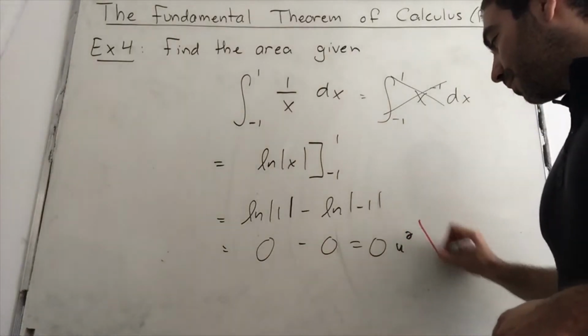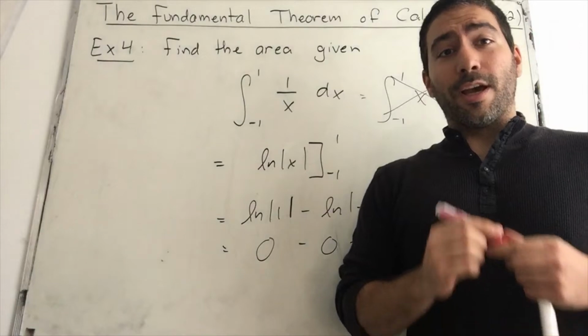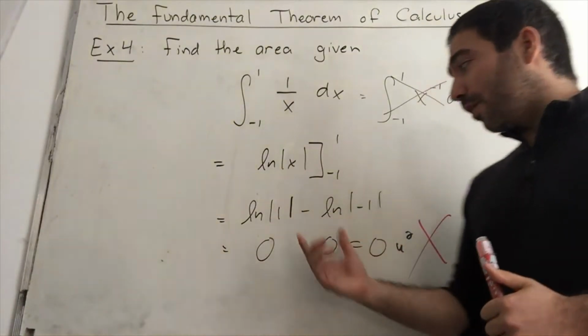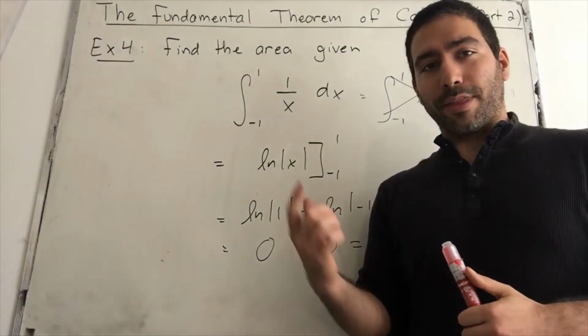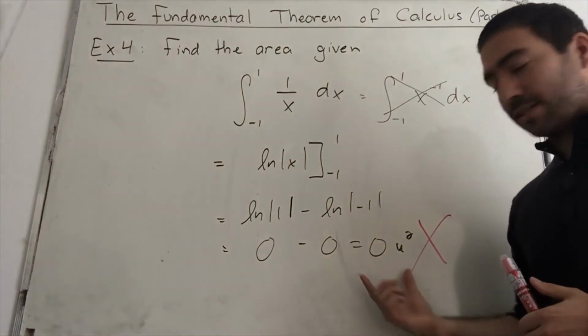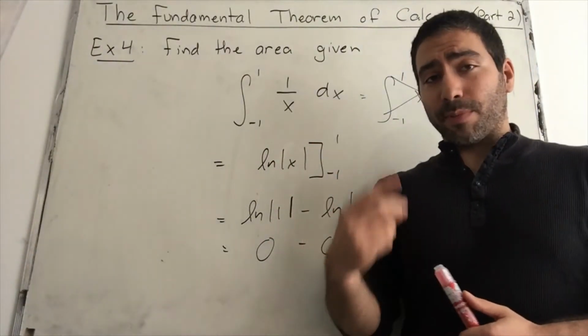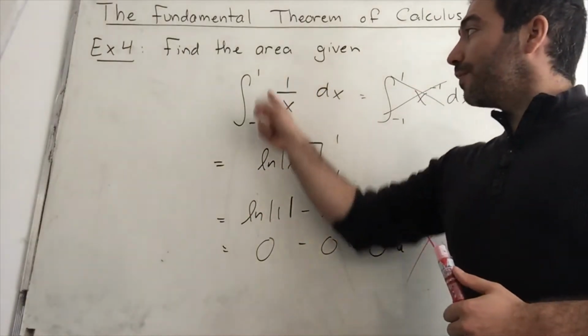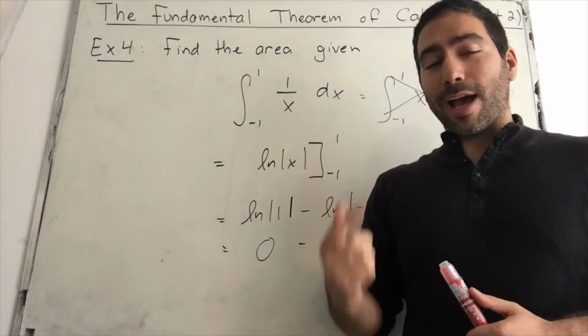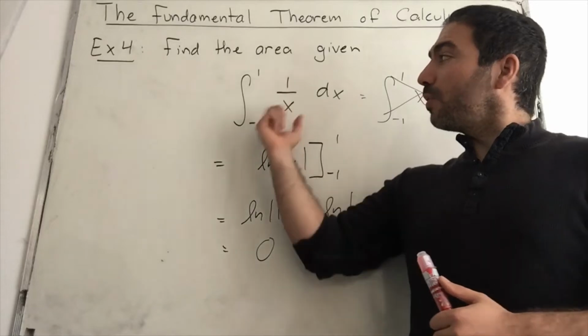Okay. So if you got 0 as an answer, this is wrong. Okay. Be very careful. All this is incorrect. Why? Think about it. Think about why everything I did here is incorrect. Because in order to apply FTC part 2, the function you have over here in the integrand has to be a continuous function. Is 1 over x continuous?